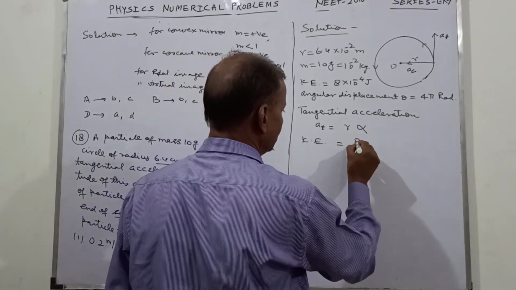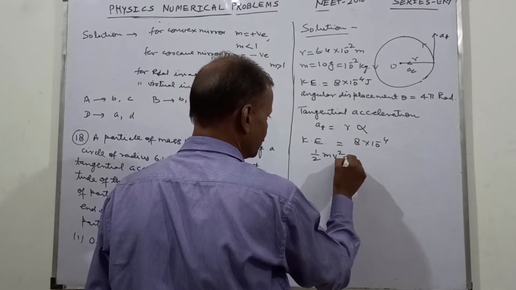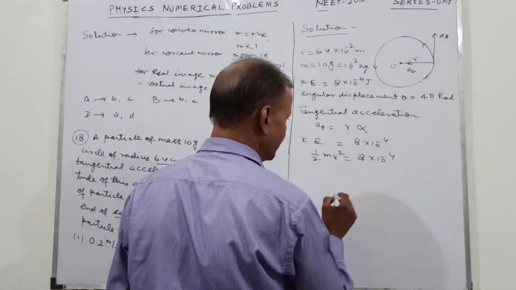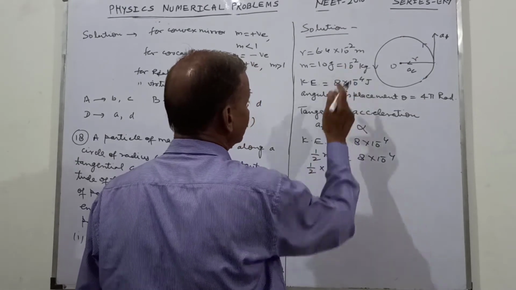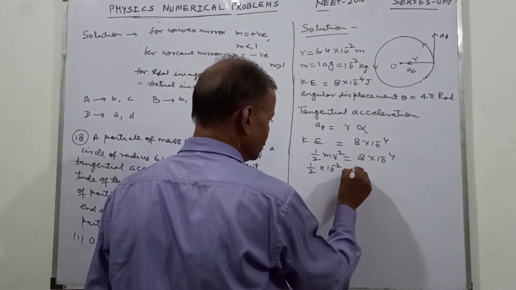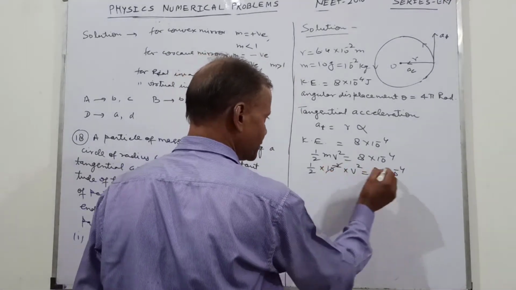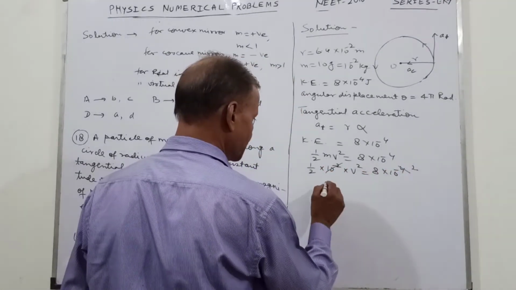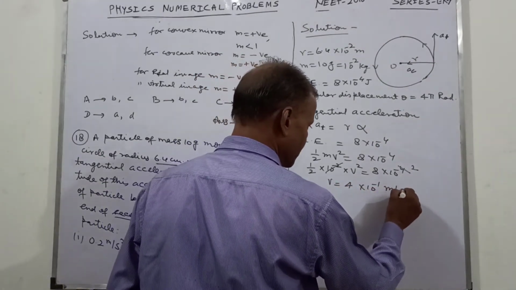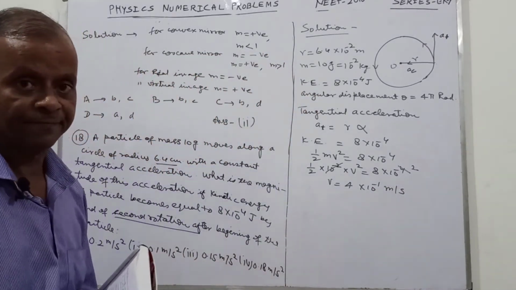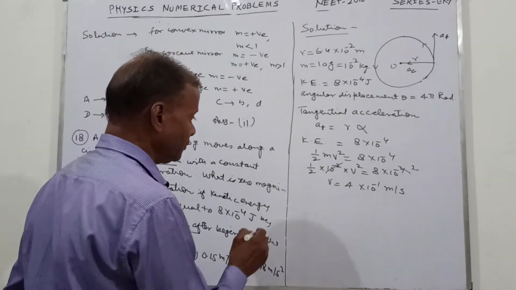Kinetic energy equal to 8 into 10 raised to the power minus 4 is half mv square. So this is 1 by 2, m is given to be 10 gram, so this is 10 raised to the power minus 2, times v square. The 2 cancels with the 1 by 2, and this is now 16. So v is equal to 4 into 10 raised to the power minus 1 meter per second. This is the speed of the particle. And then the angular velocity.